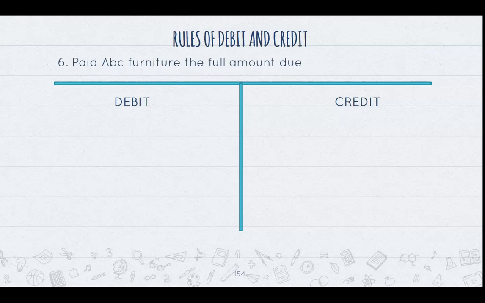Paid ABC Furniture the full amount due. Okay, kung natatandaan natin, magkano ba inutang natin sa ABC Furniture? Yes, ABC Furniture. Magkano inutang natin? Diba, nag-debit tayo ng furniture and fixtures, 45,000, and accounts payable, 45,000 credit. So, ngayon, dito sa transaction number 6, binayaran daw natin si ABC.